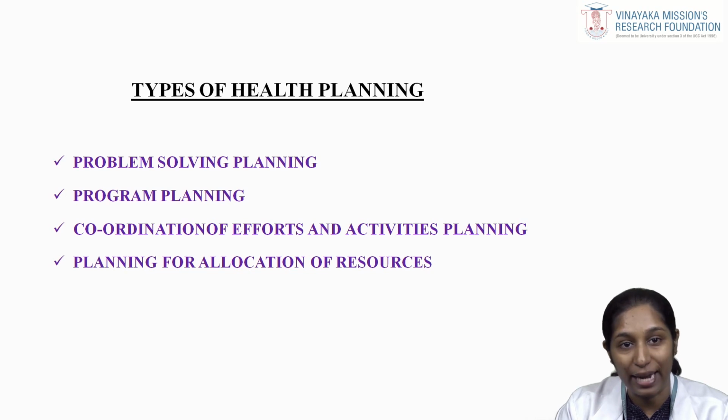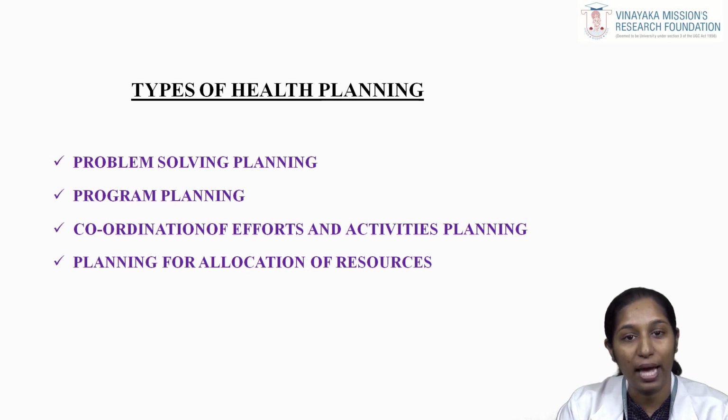Next is program planning. Program planning involves designing a course of action for a circumscribed health problem. For example, if there is a prevalence of dental caries in a particular community, if the prevalence seems high, we can plan for a school-based fluoride rinse program. Next is coordination of efforts and activities planning. In this type of planning, the aim is to increase the availability, efficiency, productivity and other aspects of programs. Say for example, in a place or a community where the birth rate is declining, closing of pediatric wards in hospitals in such areas is an example of this type of program.